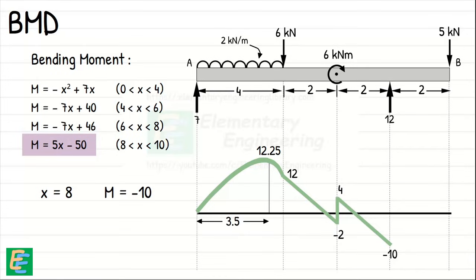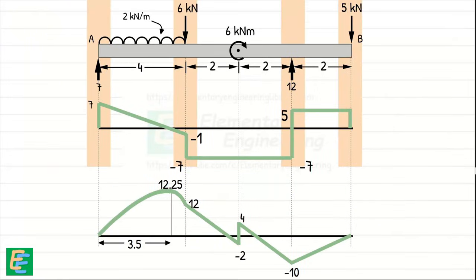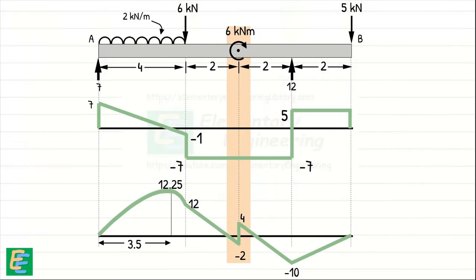But notice that this is an upward sloping straight line. So the bending moment increases linearly. At x equal to 10, bending moment is 0. This satisfies the boundary condition that at the free end both shear force and bending moment must be 0. With this, the bending moment diagram of the beam is complete. Just remember, a point load causes a jump in the shear force diagram, while a concentrated moment causes a jump in the bending moment diagram.